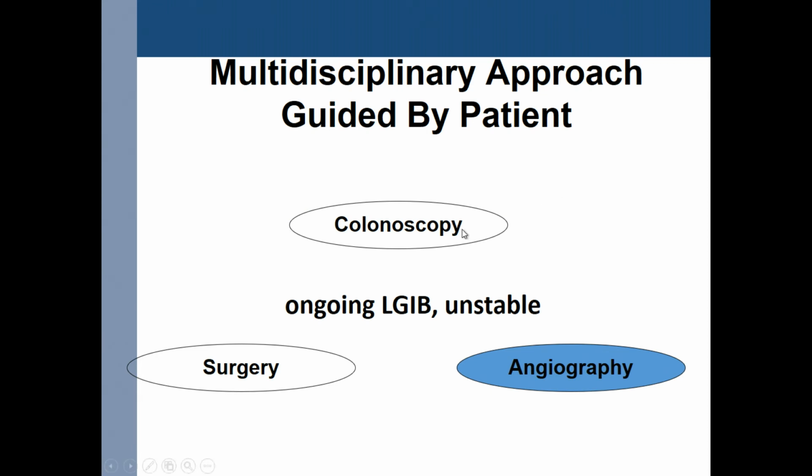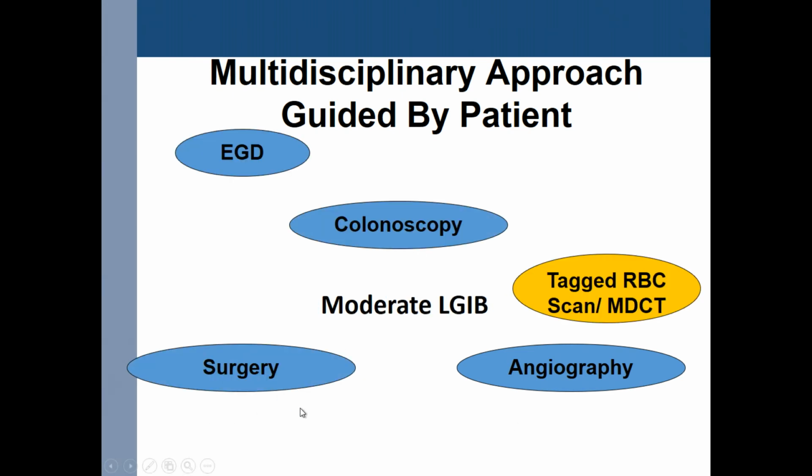Now, on the other hand, if the patient is having ongoing lower GI bleed and is unstable, they're just pouring out blood from below, they should really go straight away to angiography. And if that's negative, then we can certainly perform a colonoscopy. And of course, worst case scenario will be needing to have surgical intervention.